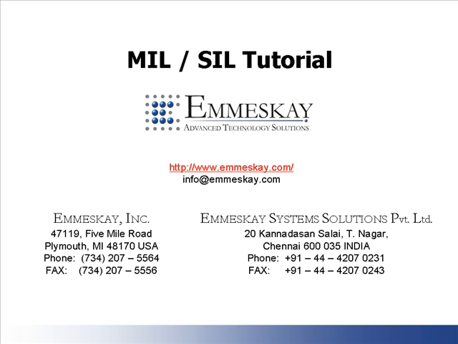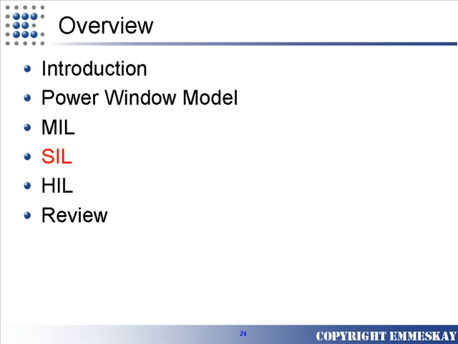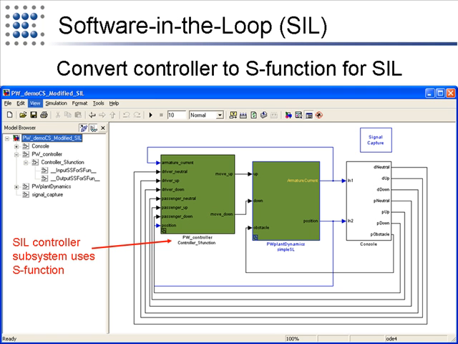Welcome back to MSK's tutorial on MIL and SIL. In part 4 of this tutorial, we'll be covering the software in the loop, or SIL configuration. The goal of this section is to convert the controller subsystem into an S function with auto-generated C code. Here we'll be using the simple SL controller.